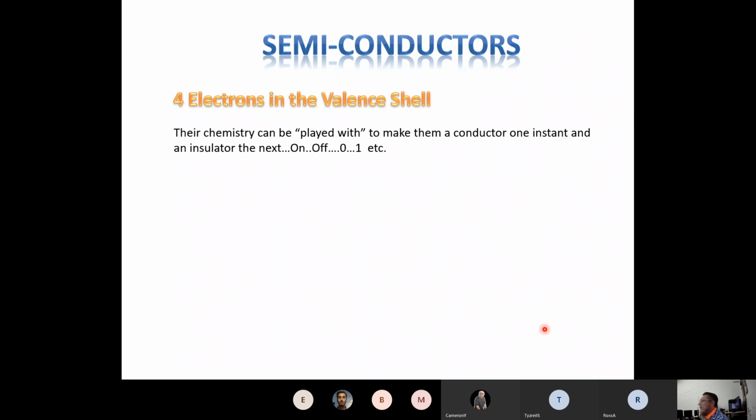Semiconductors, they all have 4 electrons. So 3 or less is a conductor, 4 is a semiconductor, more than 4 is an insulator.